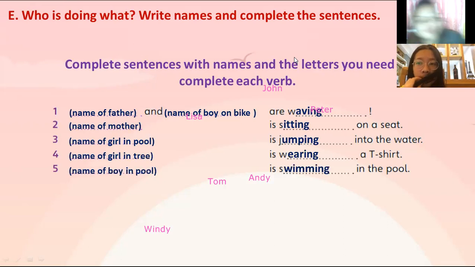Okay, so can you read it? What's the name of your father? It's John, right? John and Peter are waving. Okay, next. Wendy is sitting on the seat. Andy is jumping into the water. Lisa is wearing a t-shirt. Tom is swimming in the pool. Okay, very good.